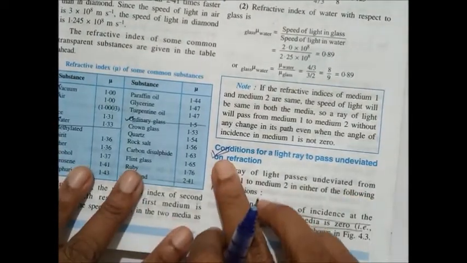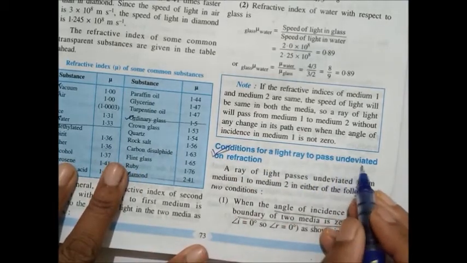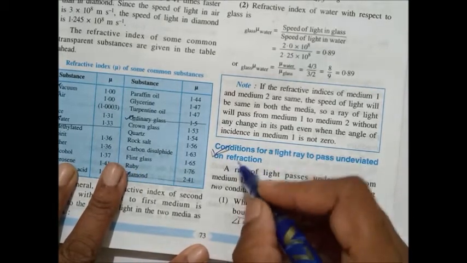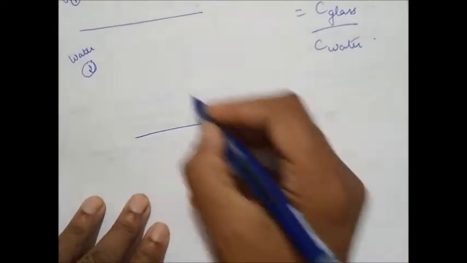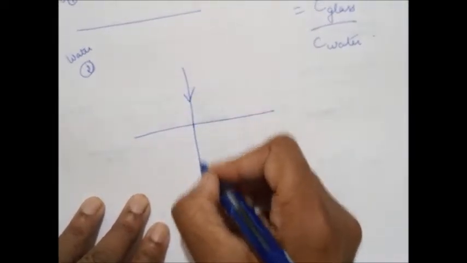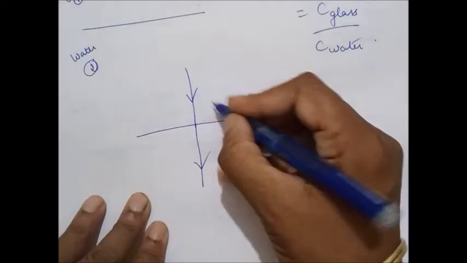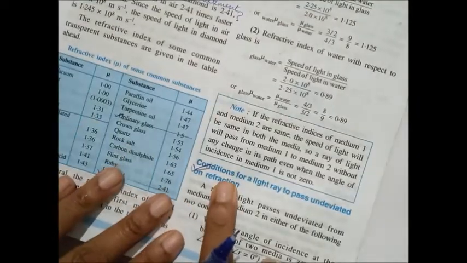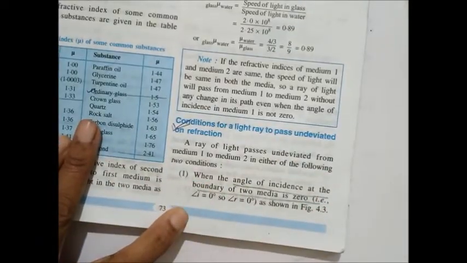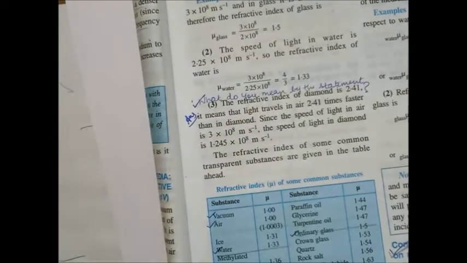Okay, children. Next topic. Conditions for a light ray to pass undeviated on refraction. One thing is the third case. Whenever a ray of light is incident along the normal, it is going to go undeviated. That is, angle of incidence is 0, so angle of refraction will also be equal to 0. So the first case for the ray of light to pass undeviated will be when the angle of incidence at the boundary of two media is 0, as shown in the figure. Then angle of refraction is also 0.